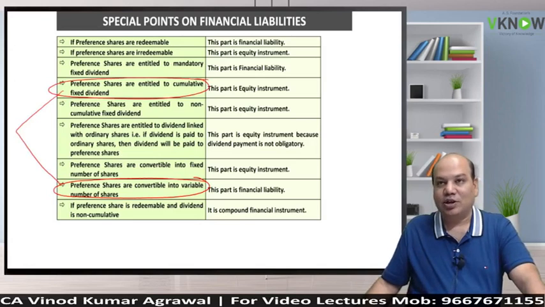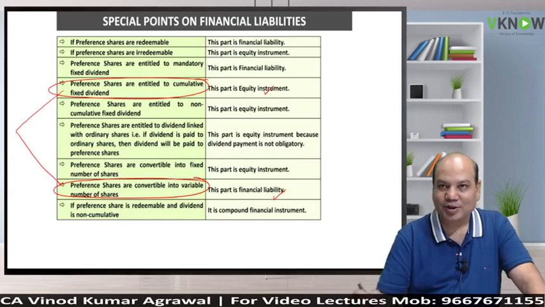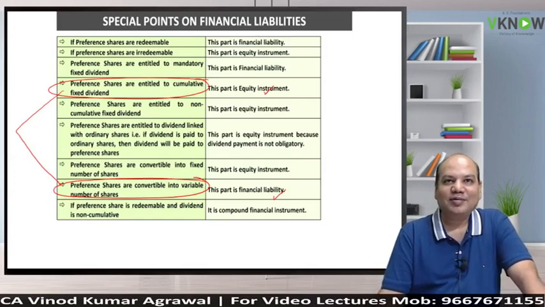Principal amount is convertible into a variable number of shares and dividend is cumulative. This is financial liability. This is equity. The answer is written. When the same instrument has both features, it is a compound instrument. Okay, I'll change it.